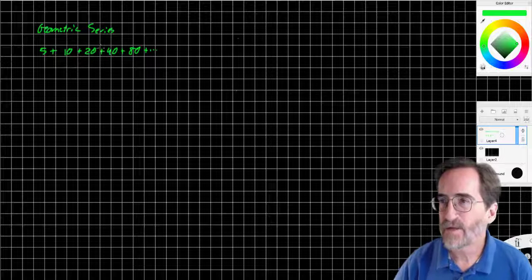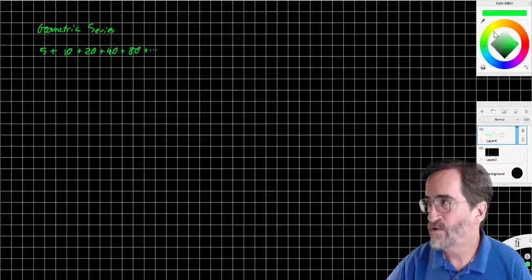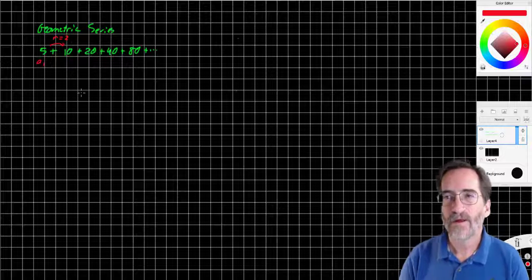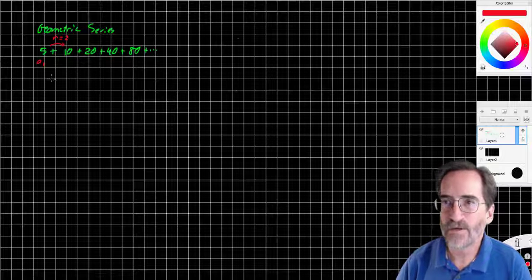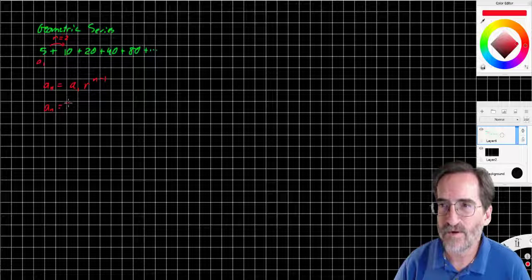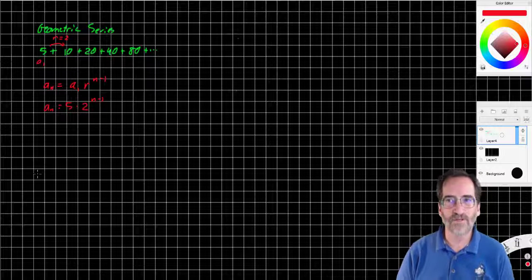In this case, we define our first term, a sub 1, as 5, and our common ratio as 2. And we define the terms of the series explicitly as a sub n equals a sub 1 times r to the n minus 1, or in this specific case, a sub n is 5 times 2 to the n minus 1. And that'll generate the terms of the sequence.